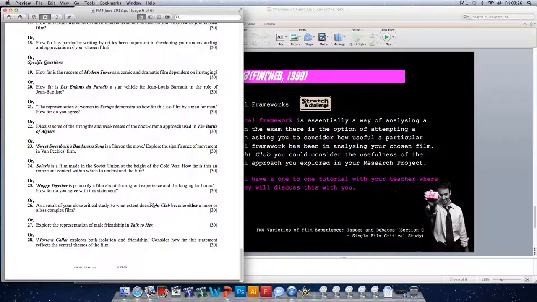So the question one year looked at why Fight Club is a cult film. The idea of a cult film is a very strong, loyal, dedicated, almost obsessive following. What is it about Fight Club that has created that effect? So look through the past papers. You've got access to those through Moodle. You could have a go at answering a few questions or just planning them out, thinking about how you'd approach them. And as I said, if you've got any past papers that you have a go at and you want me to mark them, then I'll be quite happy to do that for you.